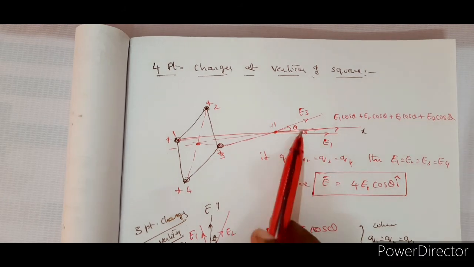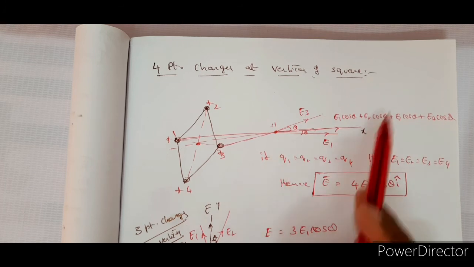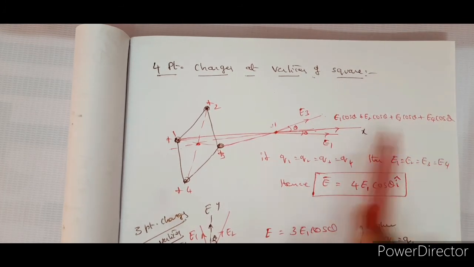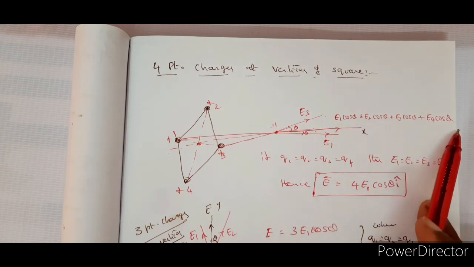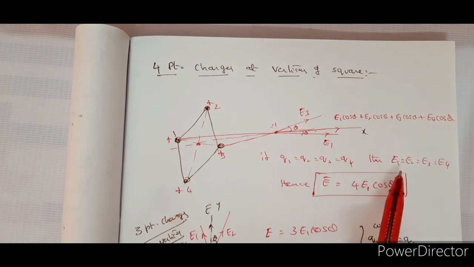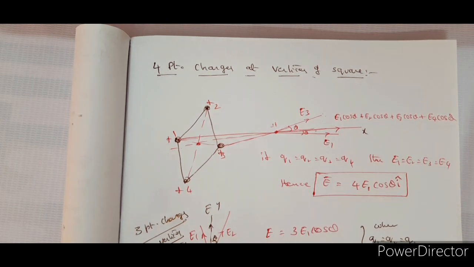Okay. So therefore Ex is equal to E1 cos theta plus E2 cos theta plus E3 cos theta plus E4 cos theta, when all 4 charges are different. When all 4 charges are the same, then E bar is equal to 4E1 cos theta i cap. Clear? Very clear. This is very, very easy.